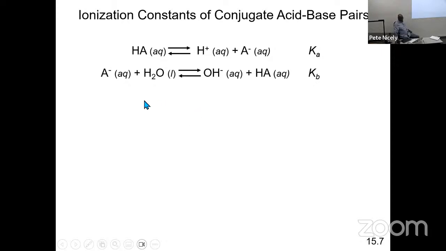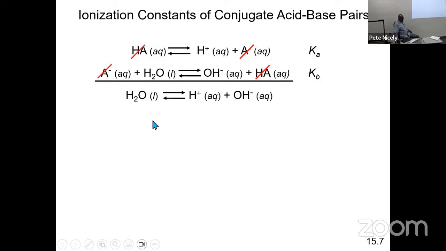So if we add these two equations, what's going to happen? What will be the net equation? Can anybody tell me? If you add this equation to this equation, what will happen? Or let me ask you this, what will it cancel out? The HAs will cancel out. And the A minus will cancel out as well. So what are we left with? H2O dissociating to form H plus and OH minus.